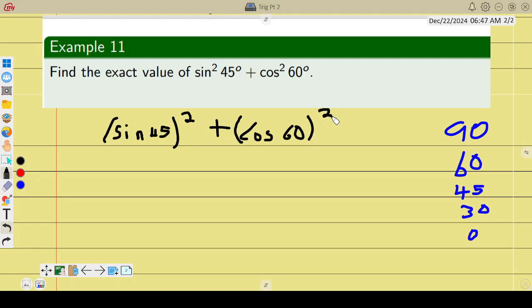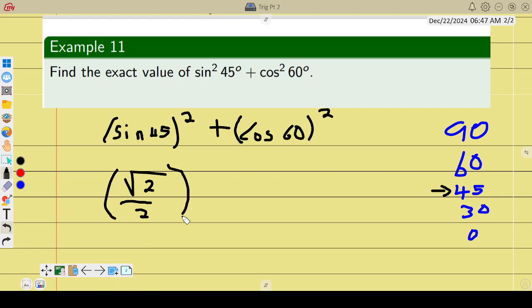Okay, so we have our square. So we can work out sin 45, and we can also work out cos 60. So sin 45, below 45 here, how many numbers do we have? Remember, sin goes down, so we have 1, 2. So sin 45, it's simply root 2. The denominator is always 2.